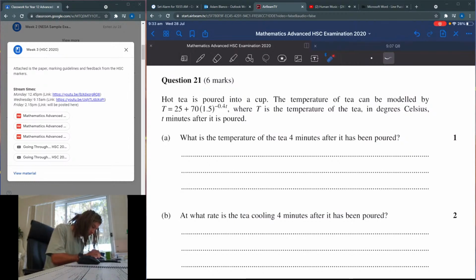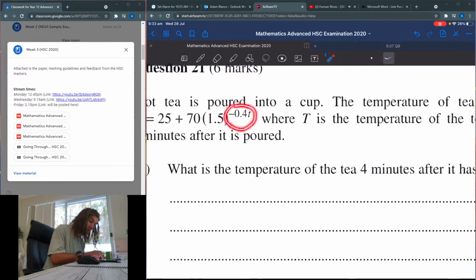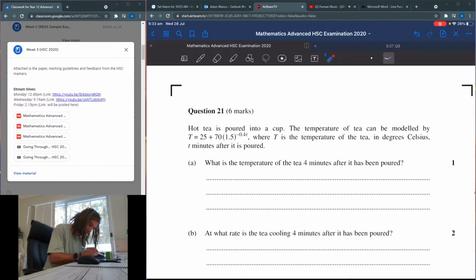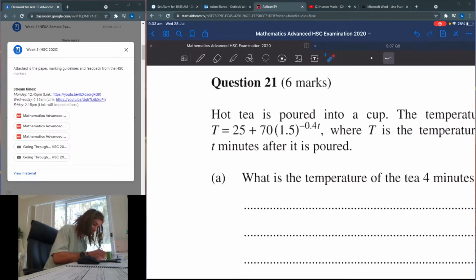I've got a hot tea. Now this minus here tells me that the tea is cooling. So that's basically what's happening. It's degrees Celsius up to t minutes. So in other words, I can plug in a value for t in minutes and it'll tell me the temperature of the tea.